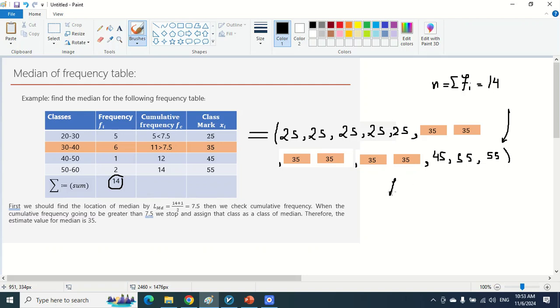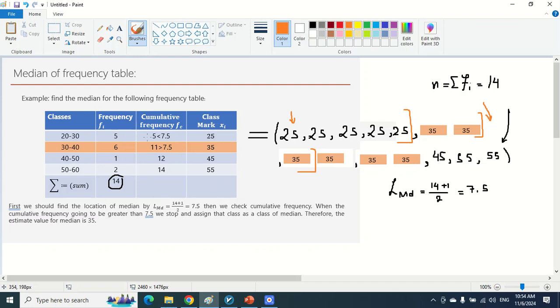As you remember, we should calculate the location of median, and to find the location of median we add 1 to n, which is 14, and we divide it by 2. So the result will be 7.5. So the location of median will be 7.5. If we count them over here, it will be the first, second, third, fourth, fifth. This is the first frequency, and the 7th location is here between 35 and 35. Means that the location of median should be somewhere between these 35.